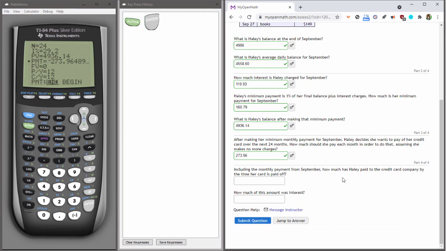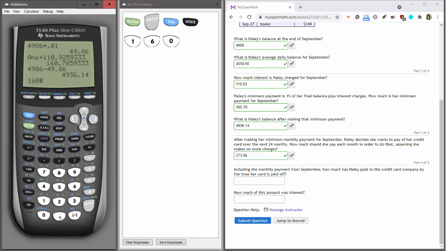Okay, now this last part is asking us to examine just how much money she actually pays here. So after making her minimum payment for September, including the monthly payment from September, how much has Haley paid? Well, she made the minimum payment in September. That was $160.79.